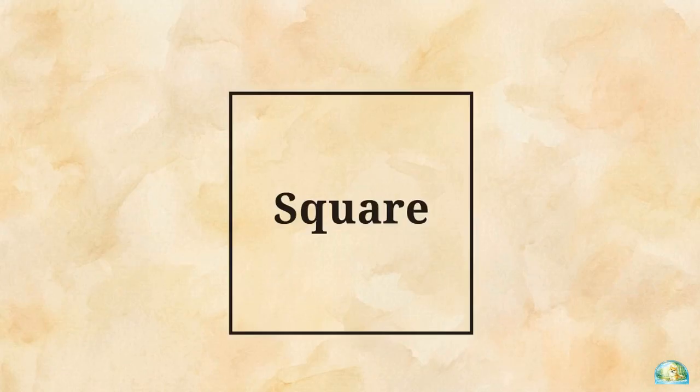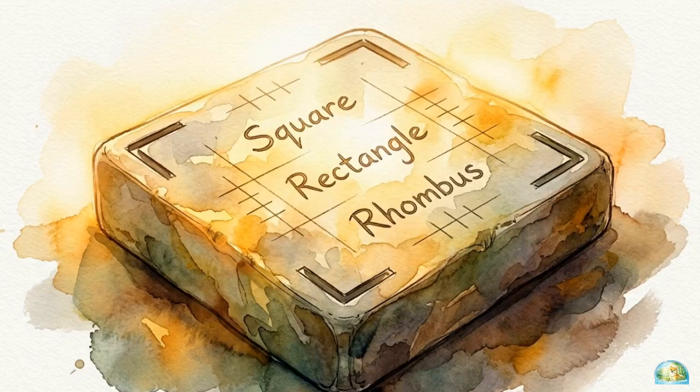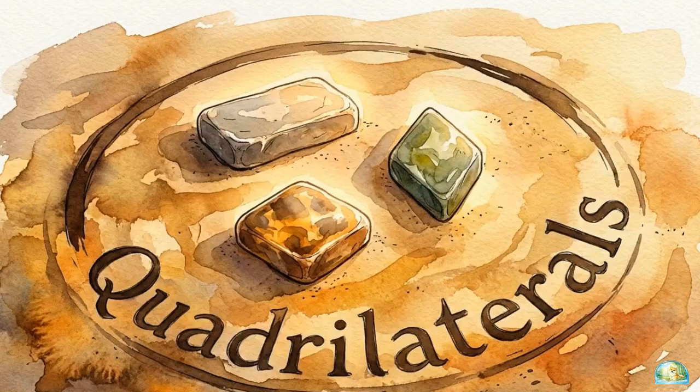A square has 4 perfectly square corners, proving it is a rectangle. But it also has 4 sides of equal length, proving it is a rhombus. A single shape can hold 2 special names at the exact same time, and because rectangles, rhombuses, and squares all share the baseline trait of having 4 straight sides, they all remain safely inside the larger quadrilateral family.